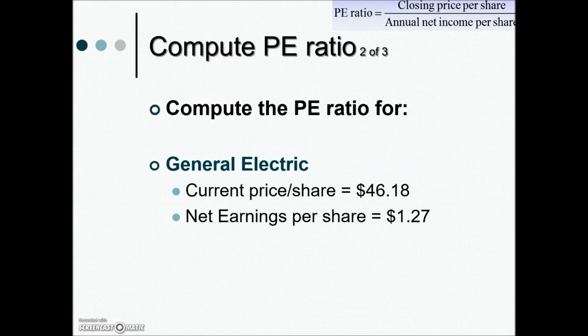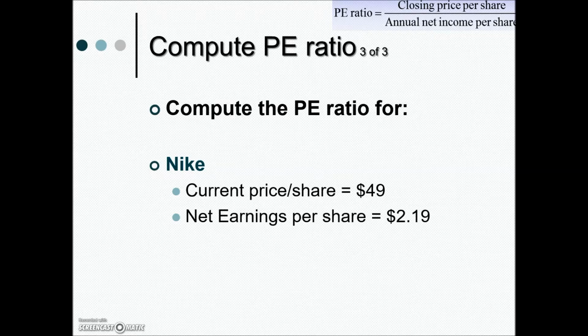Let's do another calculation. Here we have General Electric. Current price per share is $46.18. The net earnings is given as $1.27. And here we have a much higher PE ratio, expressed as a whole number, of 36. One more example and then we'll take a look at what these numbers are telling an investor.